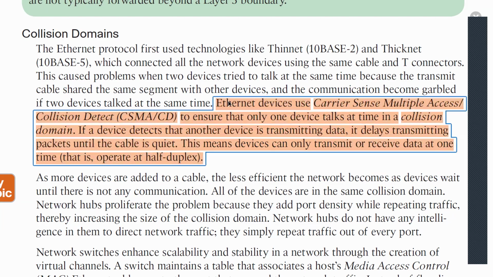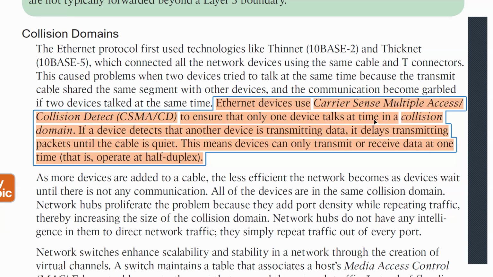So there's a process, CSMA/CD, Carrier Sense Multiple Access with Collision Detection. This technology, or this process, was used to detect collisions. Ethernet devices use CSMA/CD to ensure that only one device talks at a time in a collision domain. In a single collision domain at a time, only one device should communicate or forward traffic. So how does it work?